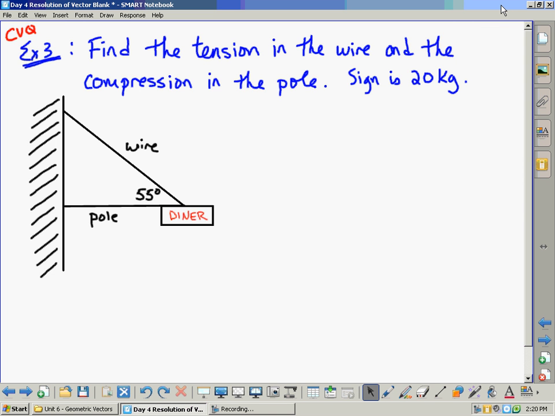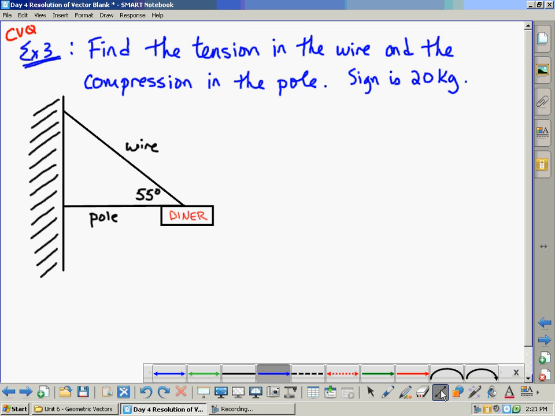These two forces, the tension and the compression, are the components that hold this sign in place. So it's going to start just like the one before. We have to figure out how much gravity is having an effect and what force is pulling on this sign to make it fall straight down.